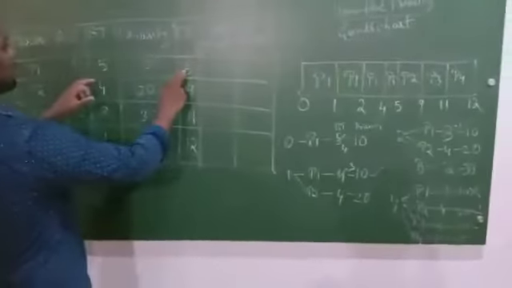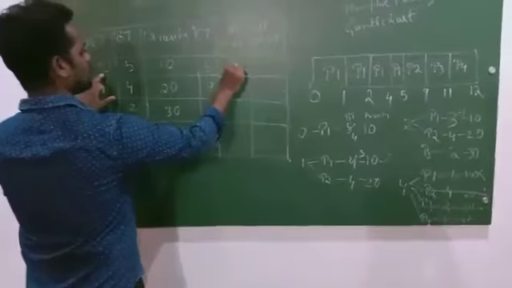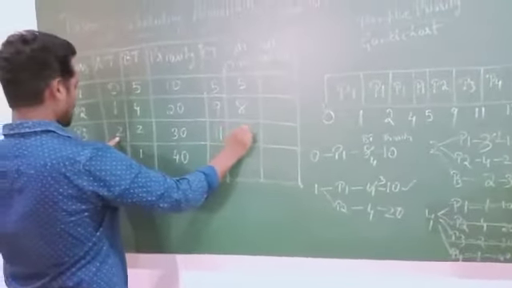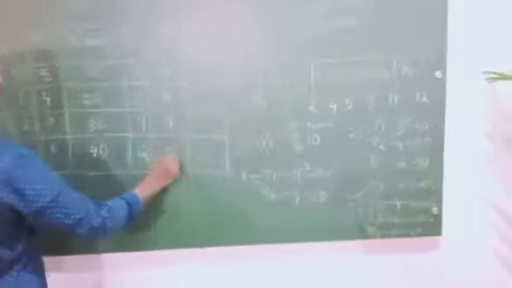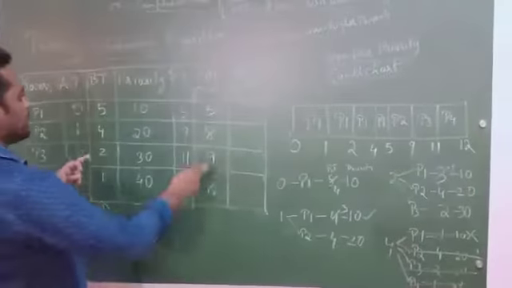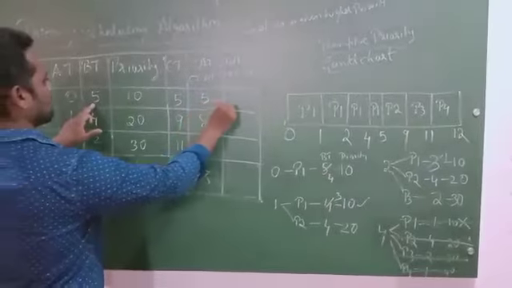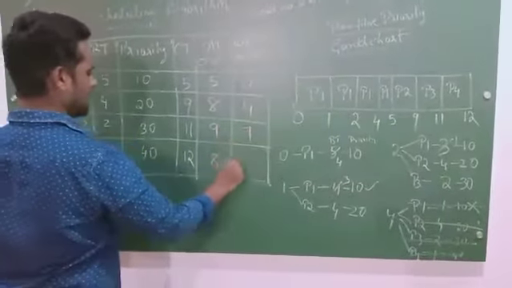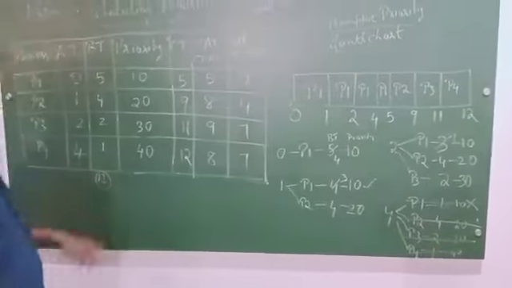Same way turnaround time. Completion time minus arrival time: 5 minus 0 is 5, 9 minus 1 is 8, 11 minus 2 is 9, 12 minus 4 is 8. Waiting time is turnaround time minus burst time: 5 minus 5 is 0, 8 minus 4 is 4, 9 minus 2 is 7, 8 minus 1 is 7.